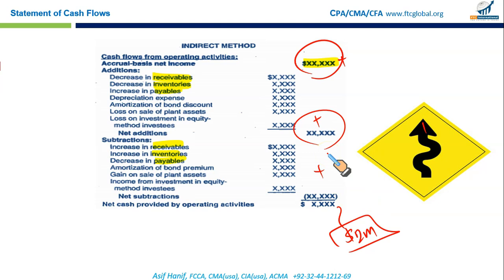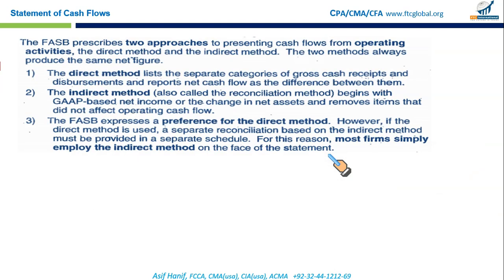Net cash provided by operating activities, you should get the same number using indirect method. Now the question is, which is preferable, direct or indirect? International Accounting Standards Board prefers direct method. FASB, that is Financial Accounting Standards Board, this is the body that is responsible for setting standards of accounting in the US. They also prefer direct method. So IASB and FASB, they both prefer direct method.